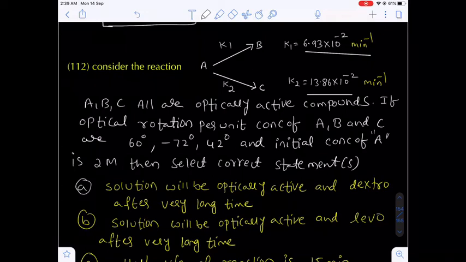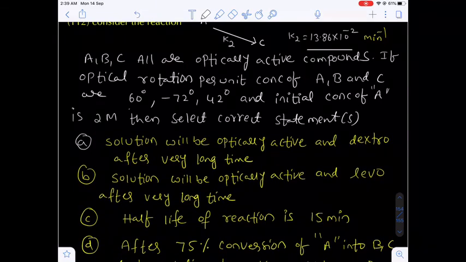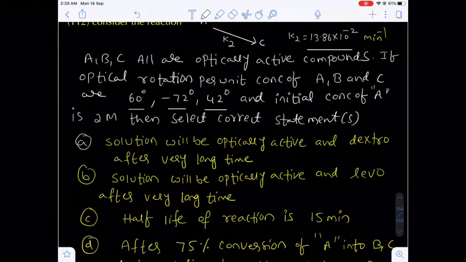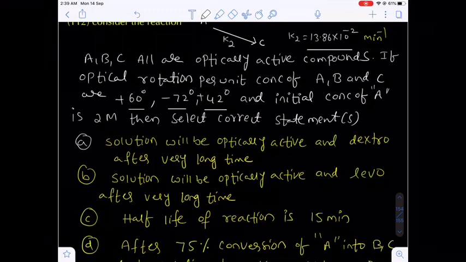Now, A, B, C all are optically active compounds. If the optical rotation per unit concentration of A, B, C is respectively 60 degrees, minus 72 degrees, 42 degrees. 60 in the sense plus 60. 42 in the sense plus 42 degrees. That is dextro, plus means dextro, minus means levorotatory. And the initial concentration of A was given 2 molar. Then select the correct statements.